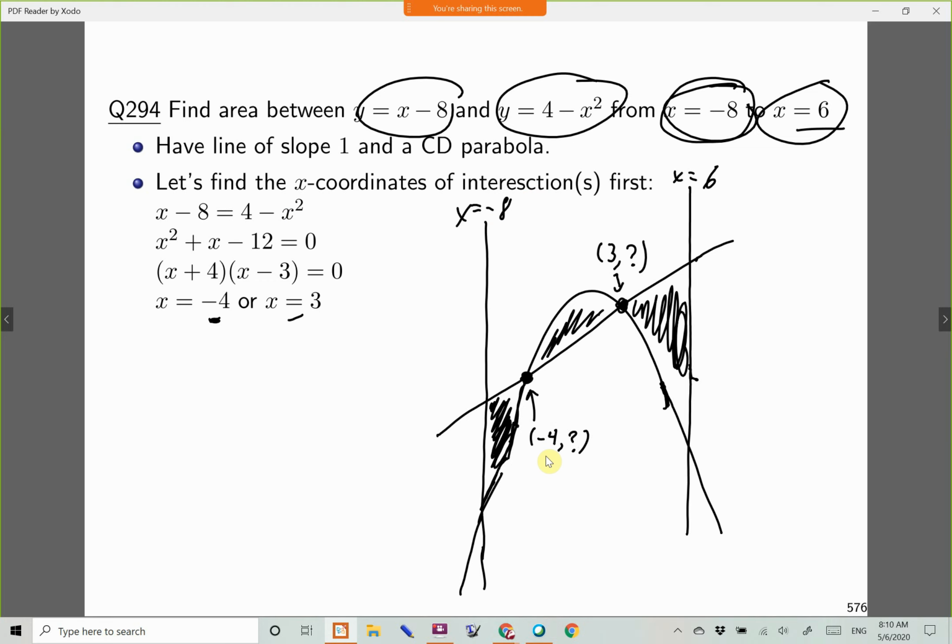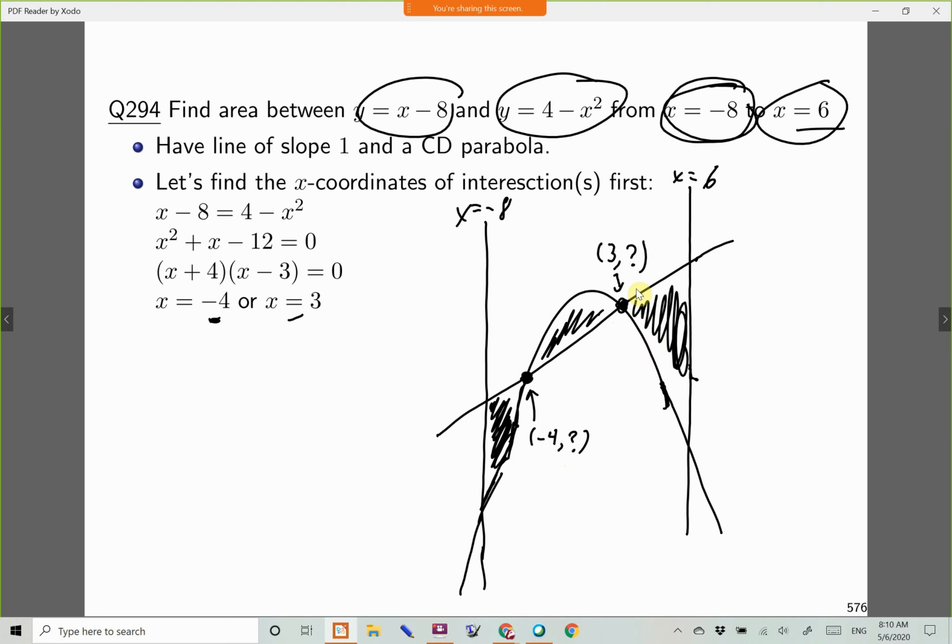We'll have a second integral that starts at x equals negative 4 and ends at x equals 3. And that second integral is going to have the parabola as the upper and the line as the lower. And then there's going to be a third integral that starts at x equals 3 and ends at x equals 6. And in that third integral, the line is the upper. See, for this third shaded region here, you move up and you hit the line, and you move down and you hit the parabola.